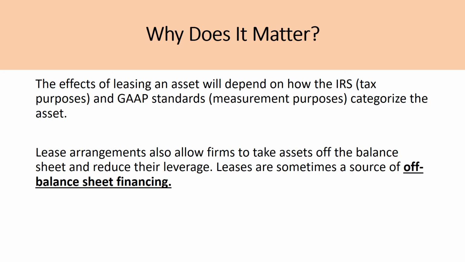So the effects of leasing an asset will depend on how the IRS and GAAP standards categorize the asset. Lease arrangements also allow firms to take assets off balance sheet and reduce their leverage. Leases are sometimes a source of off-balance sheet financing, and this is important because a lot of companies want to use operating leases rather than capital leases because they don't have to report the liability on their balance sheet, and therefore they can appear under-leveraged even though they might be using a lot of capacity that needs to be supported by these leases, right? And so if you're underreporting that, it can be a little deceitful to investors, right? So that's why there's a lot of rules and regulations surrounding operating and capital leases.